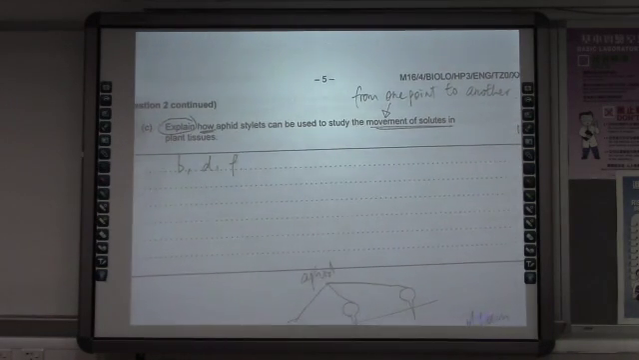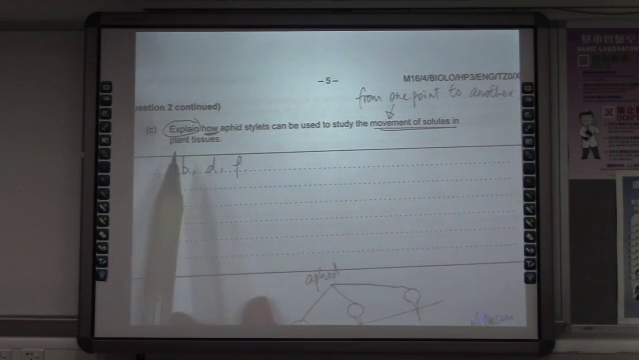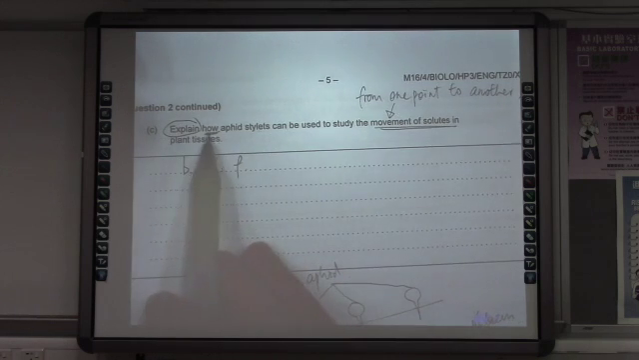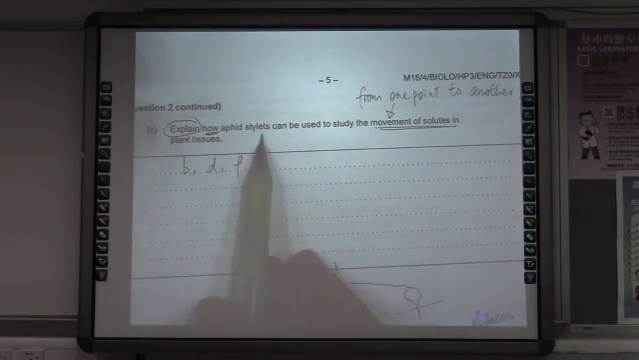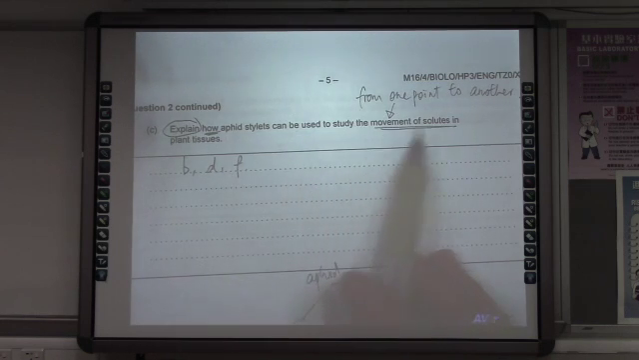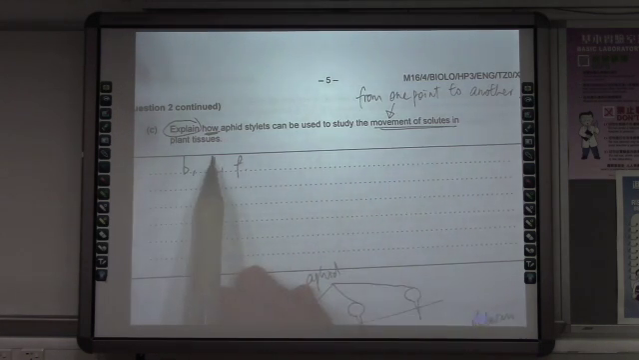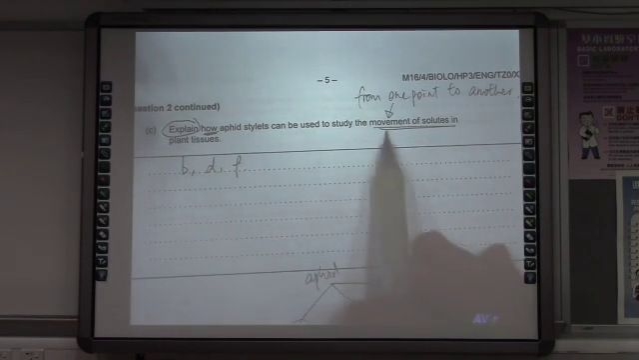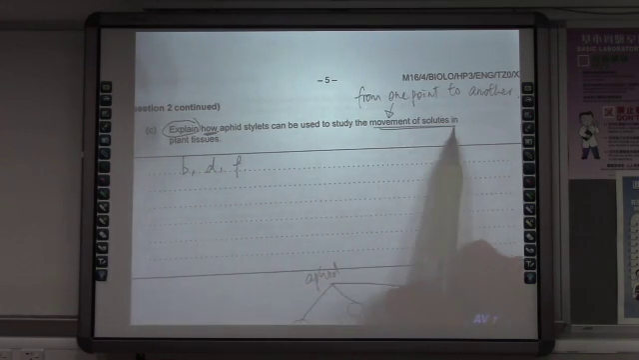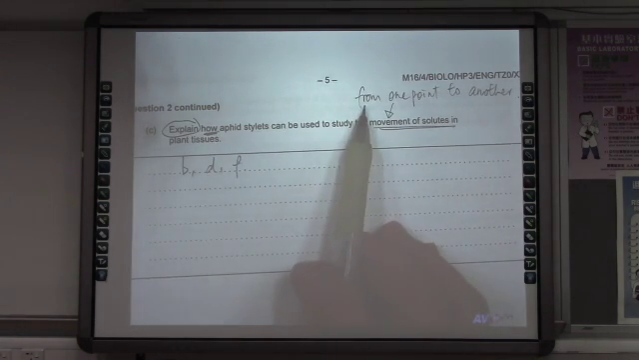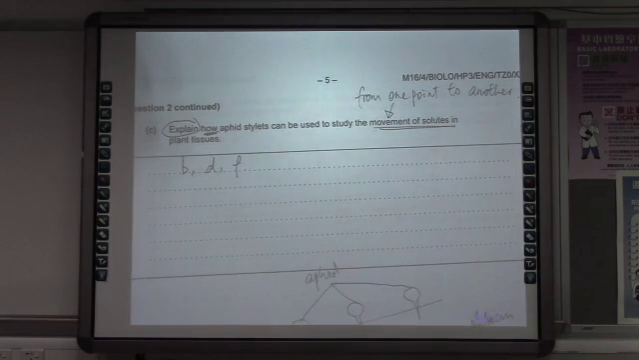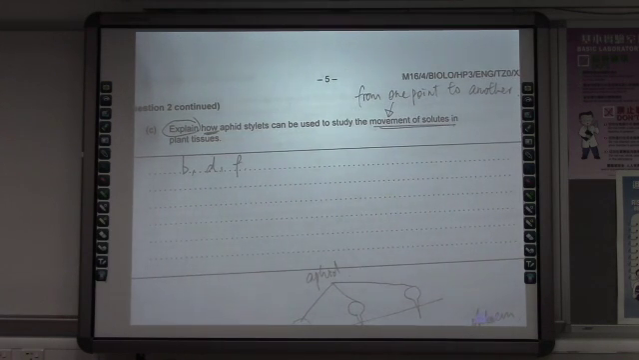Now, number 3 is a little bit more complicated. The action word, once again, now build a good habit, circle the action words. Explain how aphid stylets can be used to study the movement of solutes in plant tissues. Now, this time, you have to focus on the movement of solutes. Movement, underline this. Movement means something moves from one point to another point. Now, how do you study the movement from one point to another point? So you do not just tell people something is present, but you have to tell about their movement.